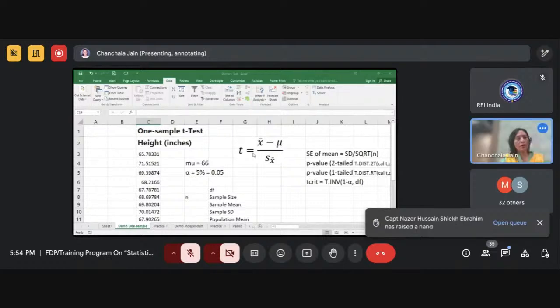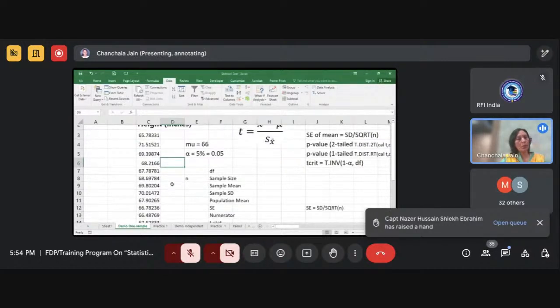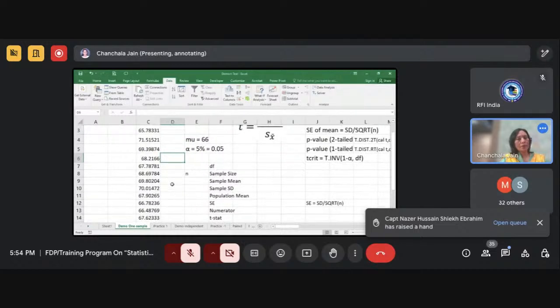I'm just telling you that in that particular dialog box, there is no one sample t-test listed, right? So you need to use Excel as a calculator only. Is it clear? Yes, ma'am.